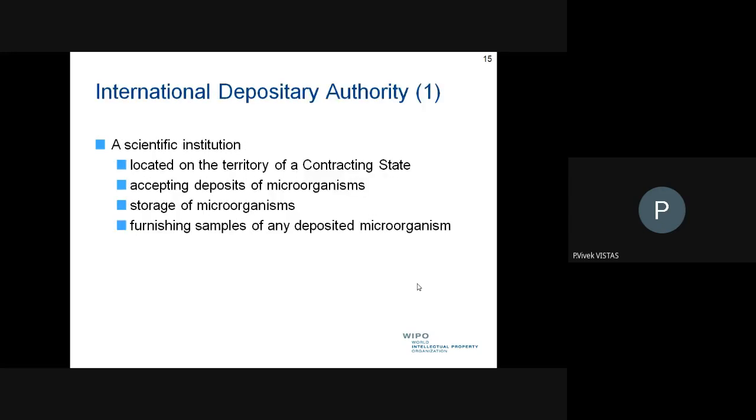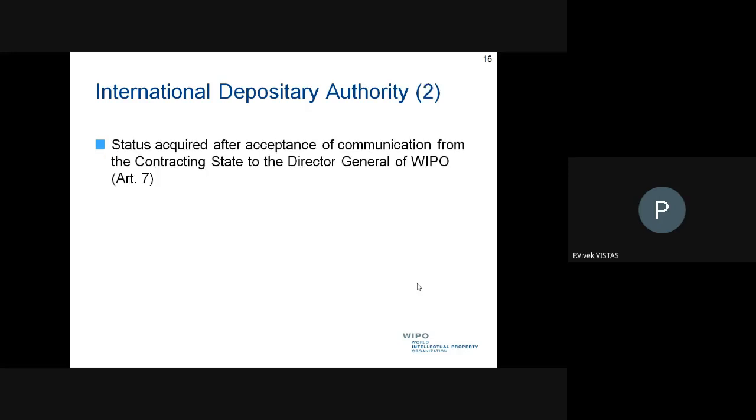So what is an International Depository Authority? It is a scientific institution located on the territory of a contracting state. So it will be located in a contracting state, accepting deposits of microorganisms, and it will store the microorganisms. Furthermore, samples of any deposited microorganisms will be available from this IDA. The status is acquired after acceptance of the communication from the contracting state by the Director General of WIPO.